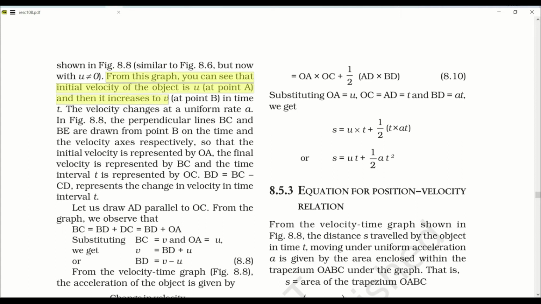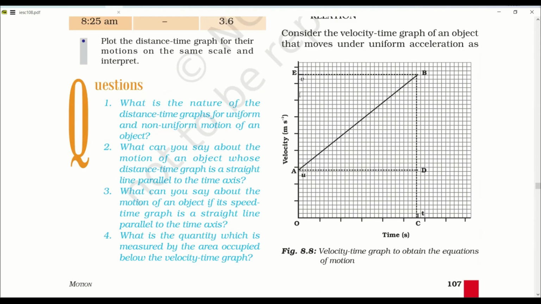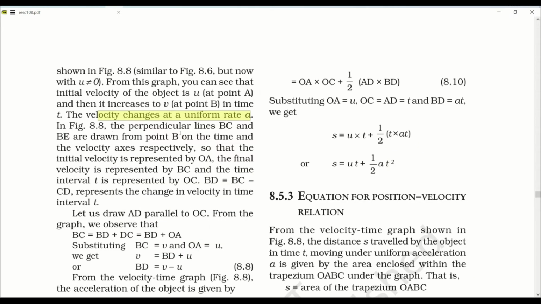So it has increased from u to v at point B. At point A the velocity is u, and at point B it is v. So this is the increment of the velocity from A to B. Here v is the final velocity that you are going to study. In figure 8.8, the perpendicular lines BC and BE are drawn from point B on the time and the velocity axis respectively, so that the initial velocity is represented by OA, the final velocity is represented by BC, and the time interval t is represented by OC.